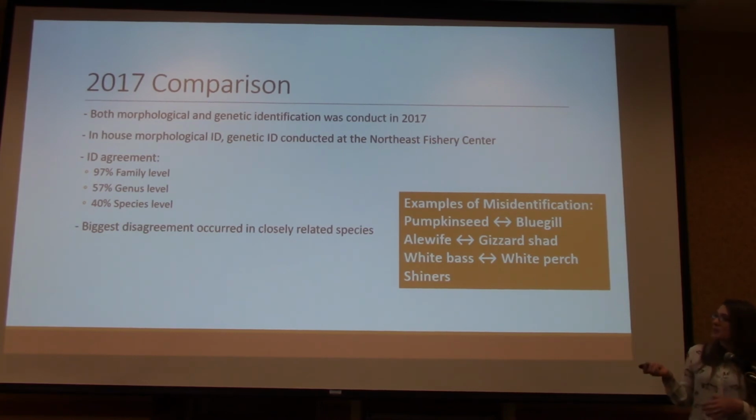Fortunately, by the time we got to species, it was only at a 40% agreement rate. And what we saw is that a lot of the disagreement came at those closely related species. So if I was calling something a pumpkinseed, genetics was saying it was a bluegill. And same with the shiners, there were a lot of different identifications going on between the two techniques, which, after reading several other papers, we did notice is pretty common. This is roughly what other papers get, about a 40 to 50% agreement rate at species.